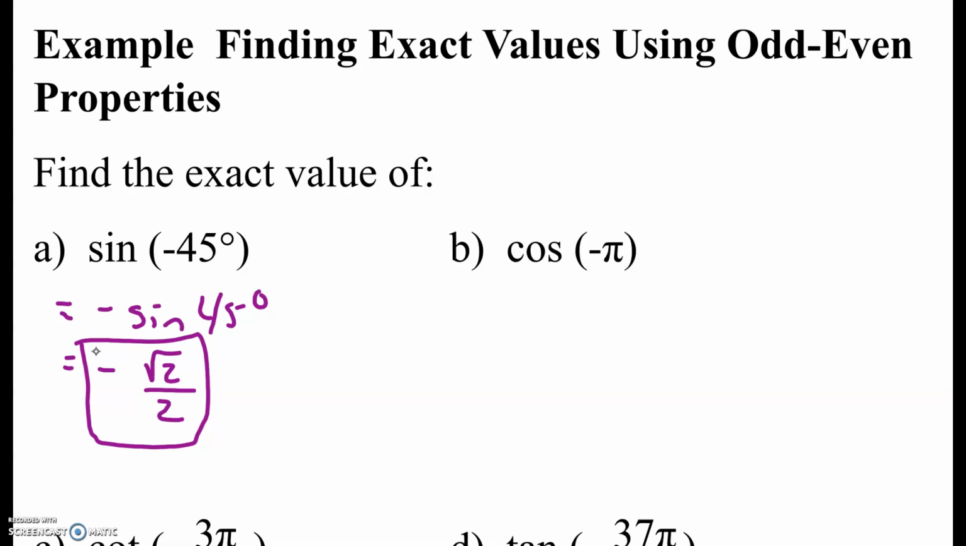Cosine of the opposite of pi is going to be the exact same as cosine of pi. And cosine of pi, again from our unit circle, is negative 1.